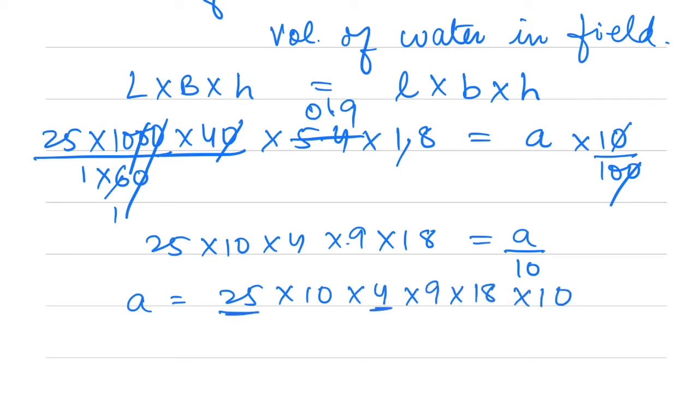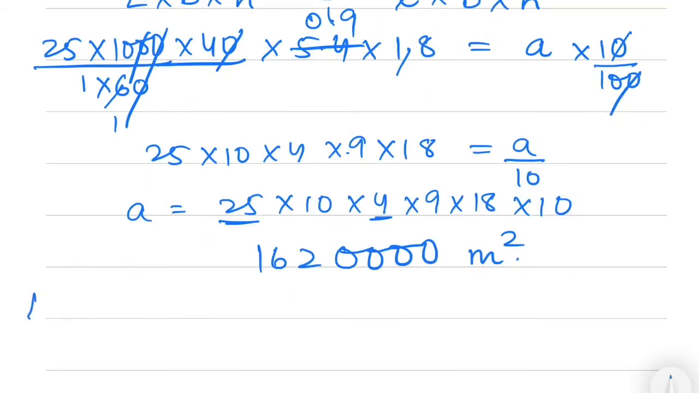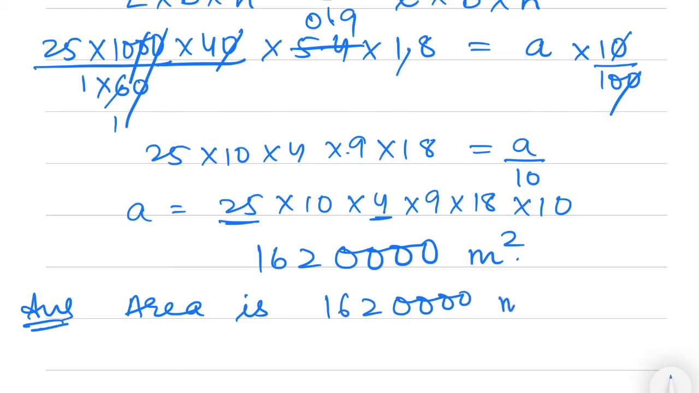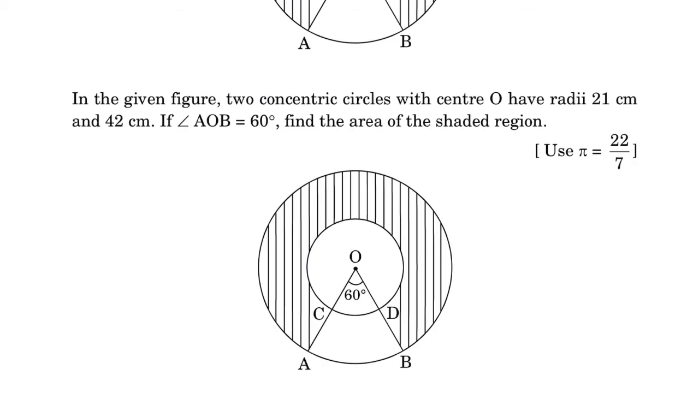This and this becomes hundreds. We have 4 zeros and 162 meter square. Answer: area is 162 meter square. Question number 16.